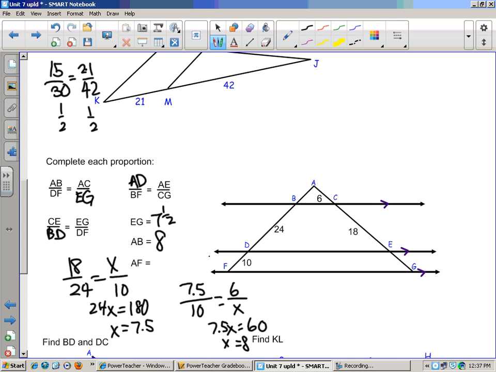All right, and finally AF. AF is this whole side, right? So let's call that X. What would the proportion be for that? We know this is 7.5, right? So I need a proportion I know. Okay, 18 and 24.